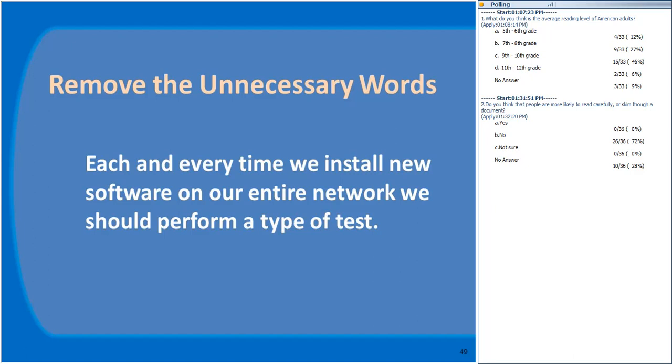I love it. Okay, so I think we could get rid of the phrases "each and every time" and just say "each time." I also think we might be able to get rid of the word "entire" and just say "network." And finally, we can also get rid of "a type of" and just say "test." You guys did a very good job cutting unnecessary words. So this is what you do in your revision and your editing of your document. You go back and you just take those words out.